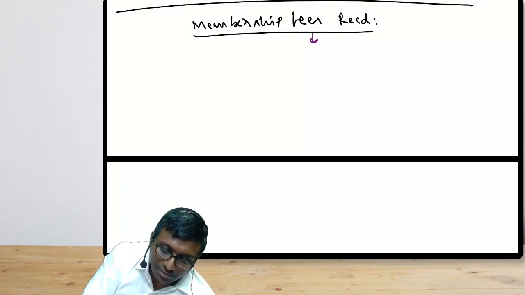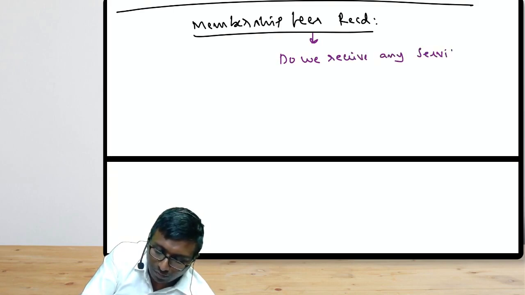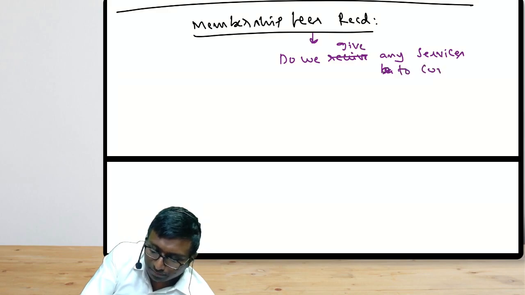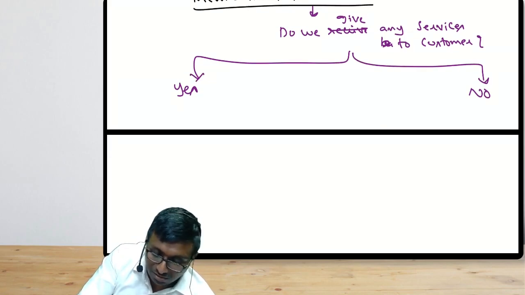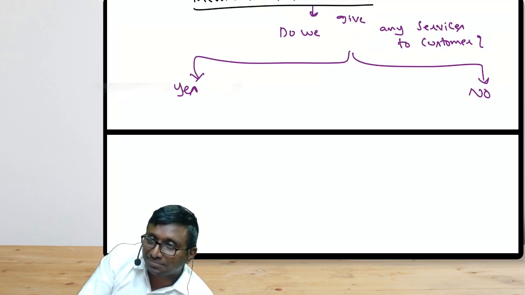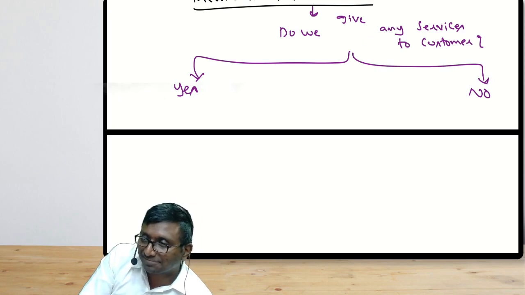Membership fees received. What are you supposed to do? First question: do we give any services? Give any services to the customer. It can be yes, it can be no. You guys are great, you should be an astrologer, I think. Without looking at anything, you will tell. Horoscope also not required. Correct? By mistake accounted.